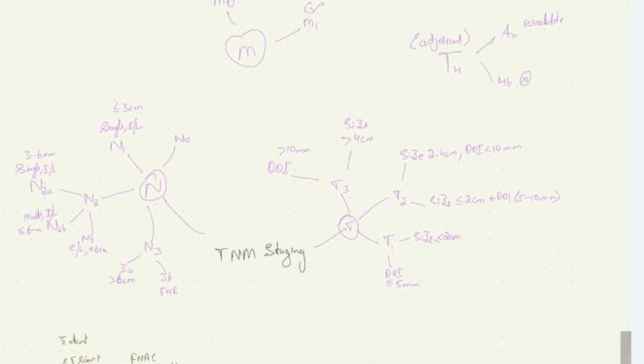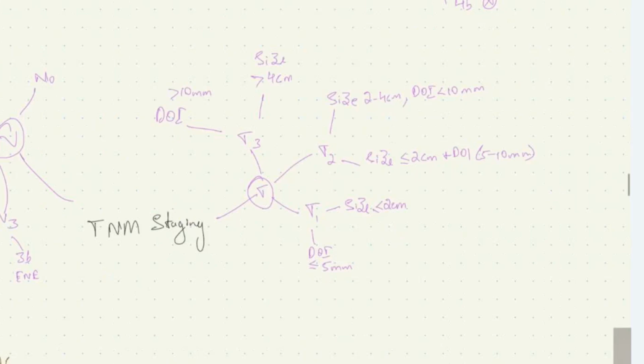Under TNM staging, we have tumor, nodal, and metastatic staging. Under T staging, please only remember 3 to 4 numbers. That is 2 centimeter, 4 centimeter, 5 mm, and 10 mm. That's all that is required. We can get T1, T2, and T3. In T1 disease, the size of the lesion is less than or equal to 2 centimeter, with the depth of invasion being less than 5 mm.